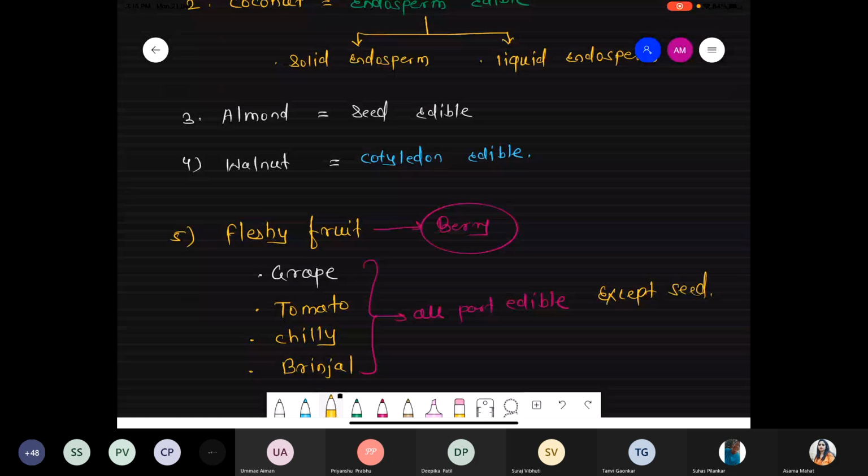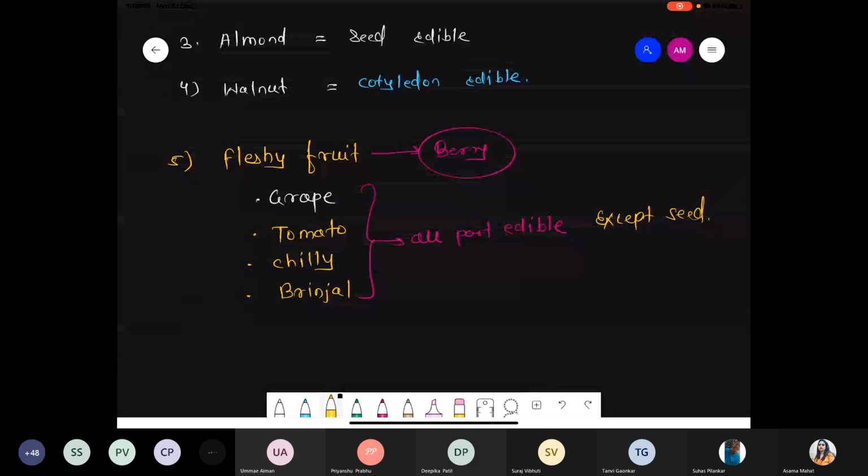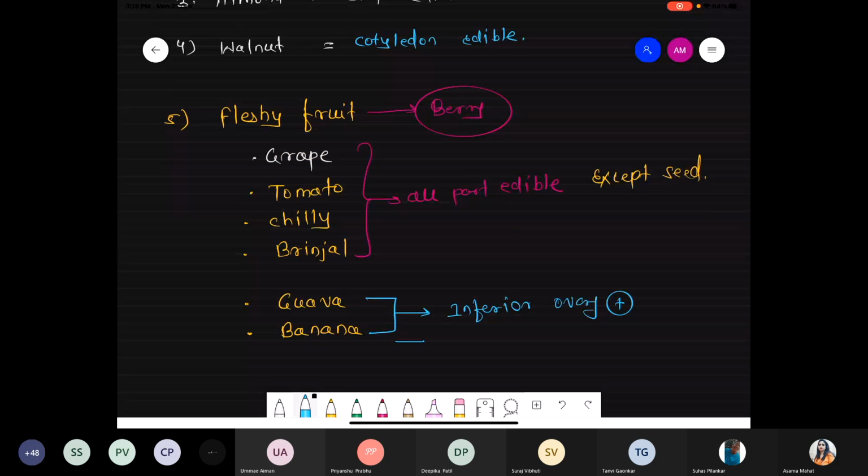Now, next one, we are taking the example of guava. Guava is a part of the berry, and even banana. Banana is a natural parthenocarpic fruit, and it also comes under the berry condition. But one point: in guava and banana, basically in this condition, an inferior ovary is present, and due to their inferior condition, you can simply say they are false berries. It's not a true berry.